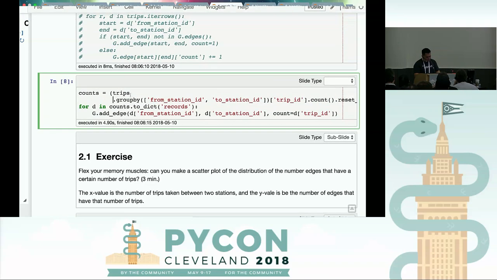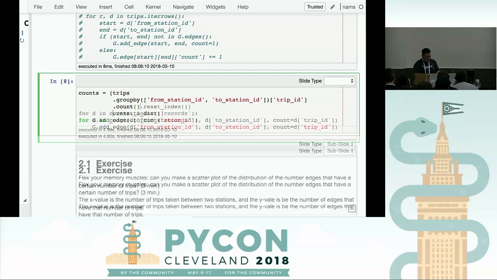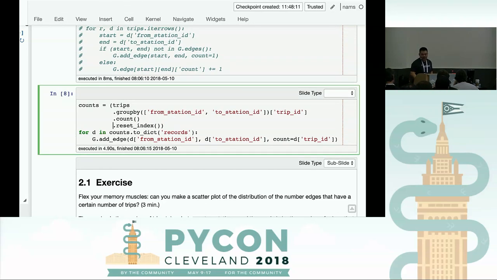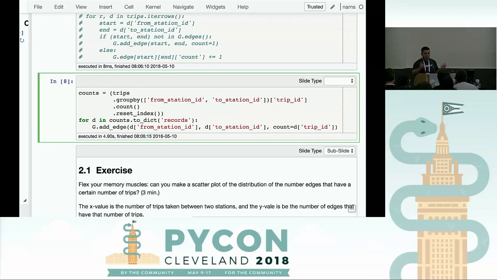We do a trips.groupby.count.reset_index, okay? So what we're saying is group my data frame by my start and end station IDs. That will give us chunks of data frames that are really of different sizes. Then just get the counts from the trip ID, from one of the particular columns. Any of the columns will work, right?